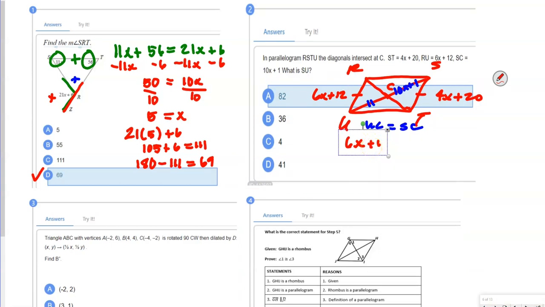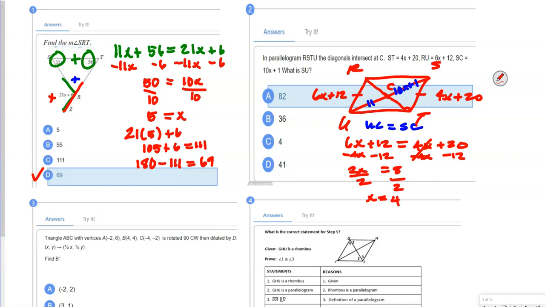Okay, pen. This pen is giving me fits today, y'all. Equal to the 4x plus 20. So I'm going to subtract 4x from both sides. That's going to give me 2x here. I'm going to subtract 12 from both sides. So that's going to give me 8. So divide both sides by 2. So x is equal to 4.